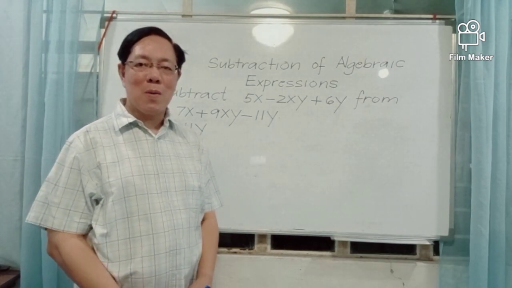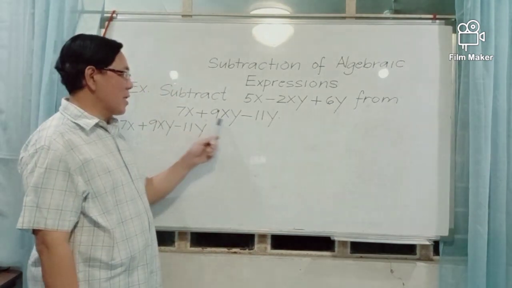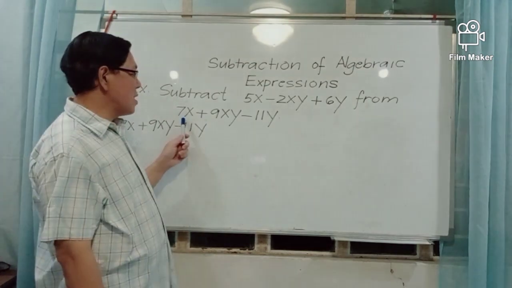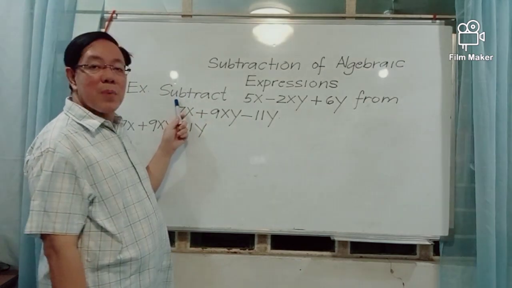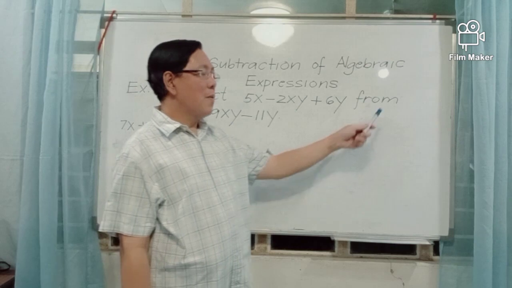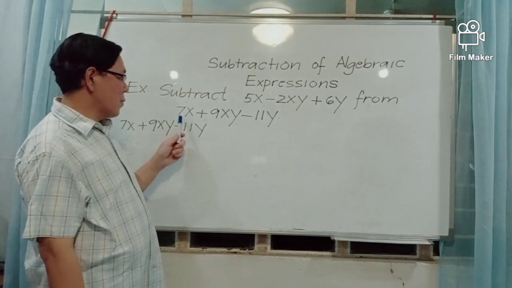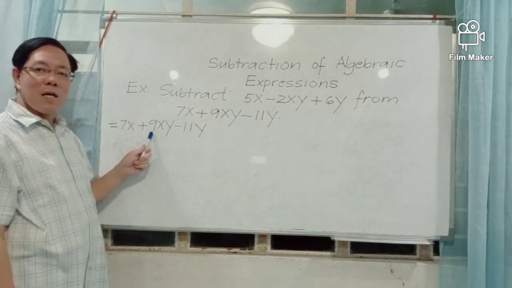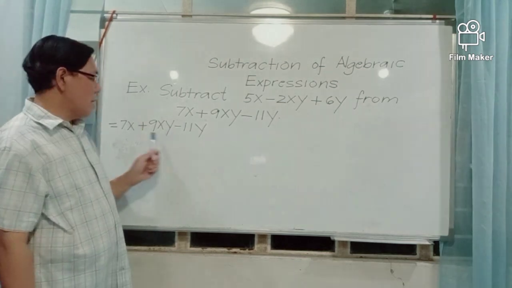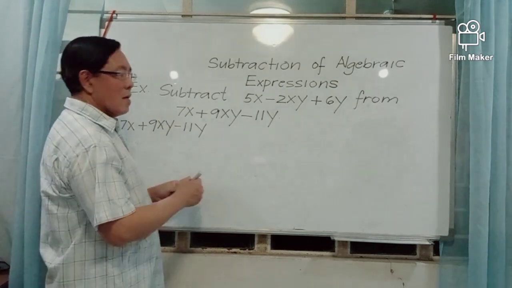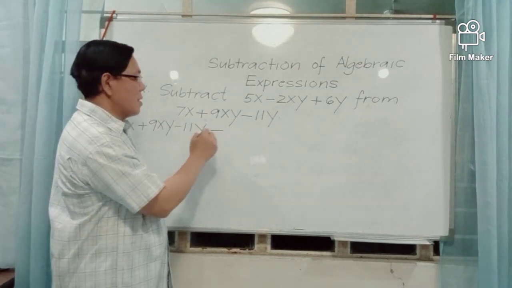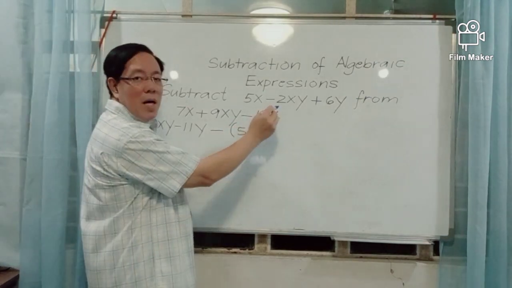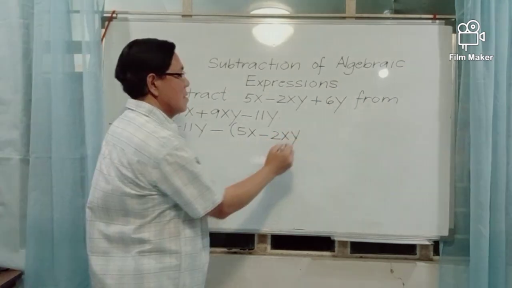Using the horizontal method, we now get the difference between the second trinomial and the first trinomial. We write the solution horizontally, beginning with the second trinomial, because the problem says that we subtract the first trinomial from the second trinomial. So we write first the second trinomial. We have 7x plus 9xy minus 11y. And from this trinomial, we subtract. The operation for subtraction is indicated by the minus sign. We subtract the first trinomial, 5x minus 2xy plus 6y.